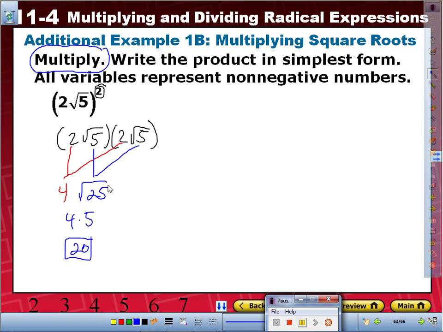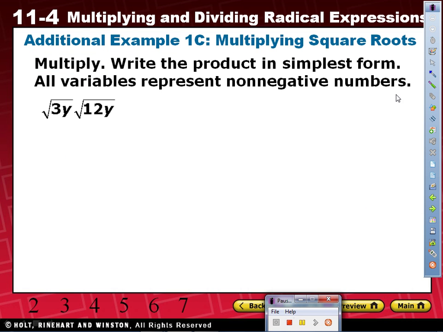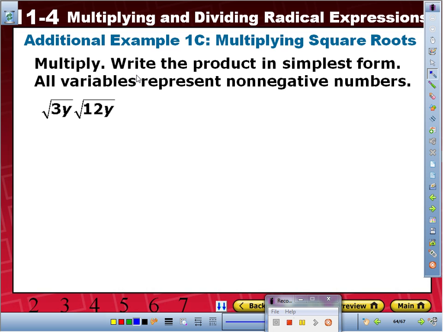Any questions so far? We're good? All right, copy this next one, example 1C. Example 1C. Once again, multiply. And they give us square root of 3y times square root of 12y.